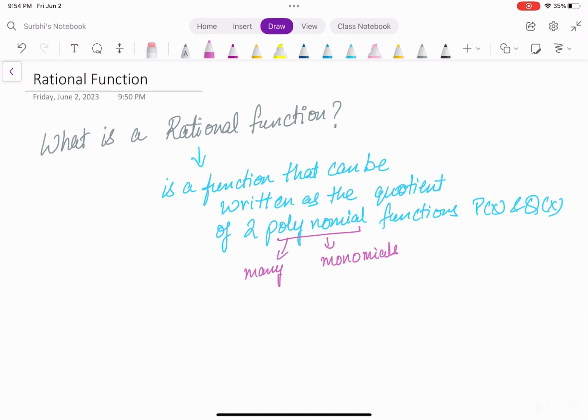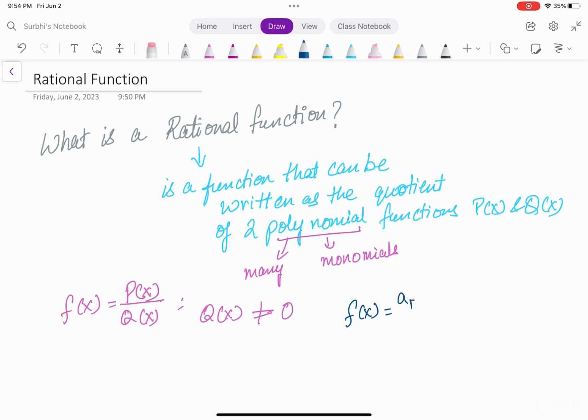So, as I said, the easy way to understand a rational function is that it is nothing but a function written in the form of a fraction. So, p of x over q of x, provided that q of x should not be equal to 0. Because here's the thing, if 0 is in the denominator, then it becomes undefined.